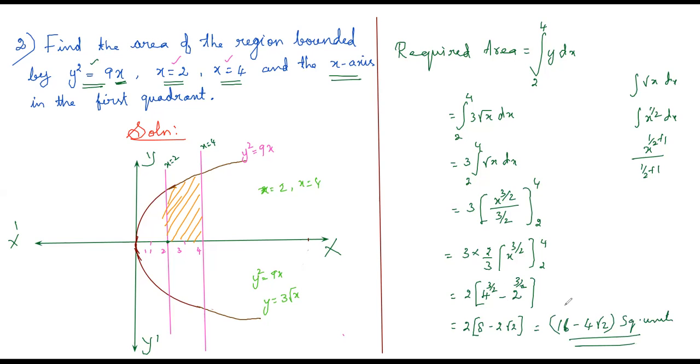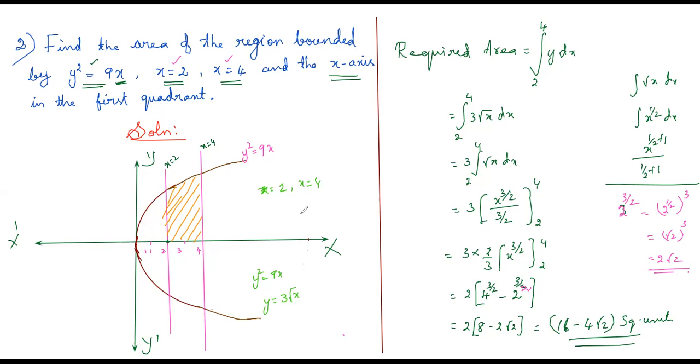That's all. So how do you get 4 power 3 by 2 as 8? The previous problem we did it, right? And how do you get 2 power 3 by 2? It is 2 power 1 by 2 the whole cube, right? So it is square root of 2 the whole cube. So it is root 2 into root 2 into root 2. So it is 2 root 2. Okay, that's it. And now multiply 2 inside, you'll get the final answer.